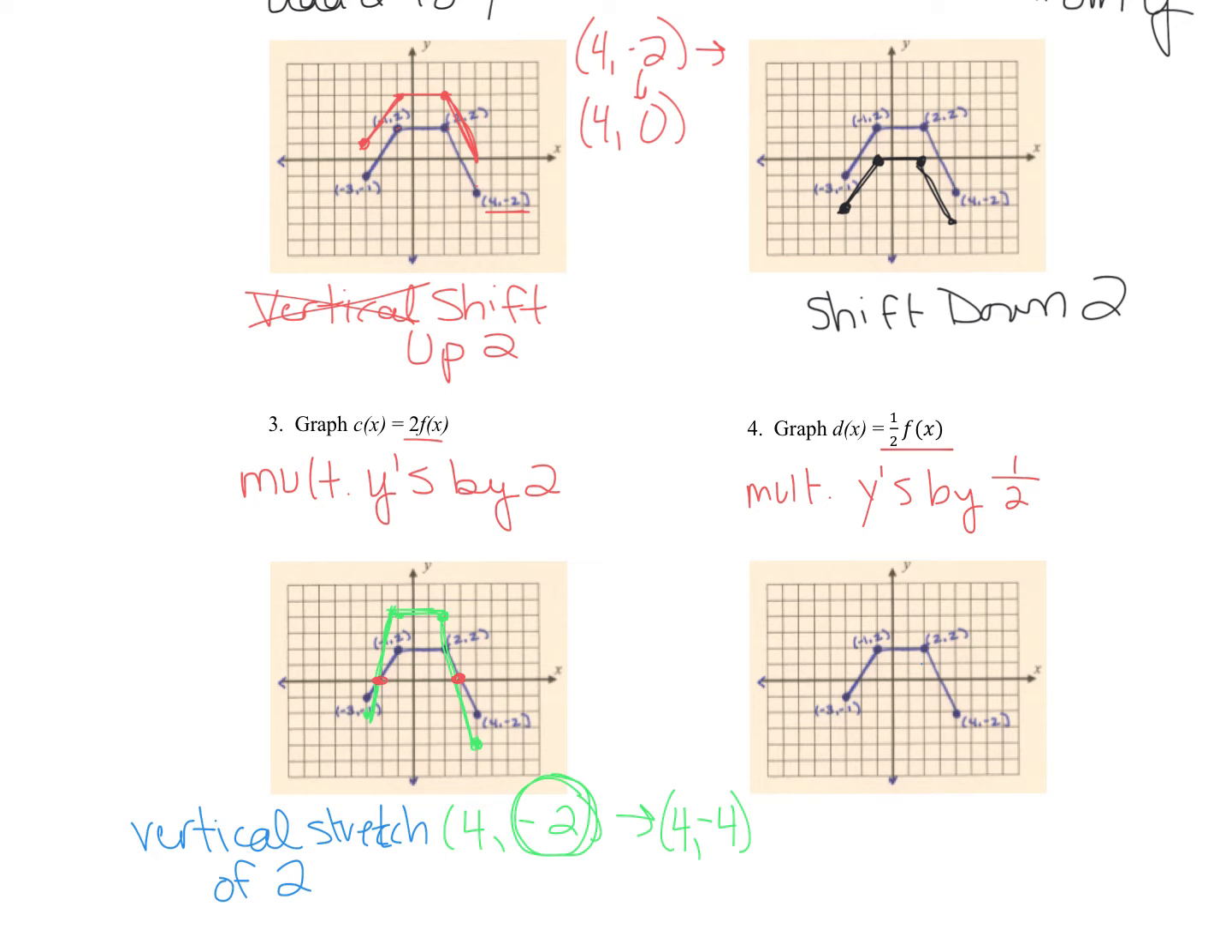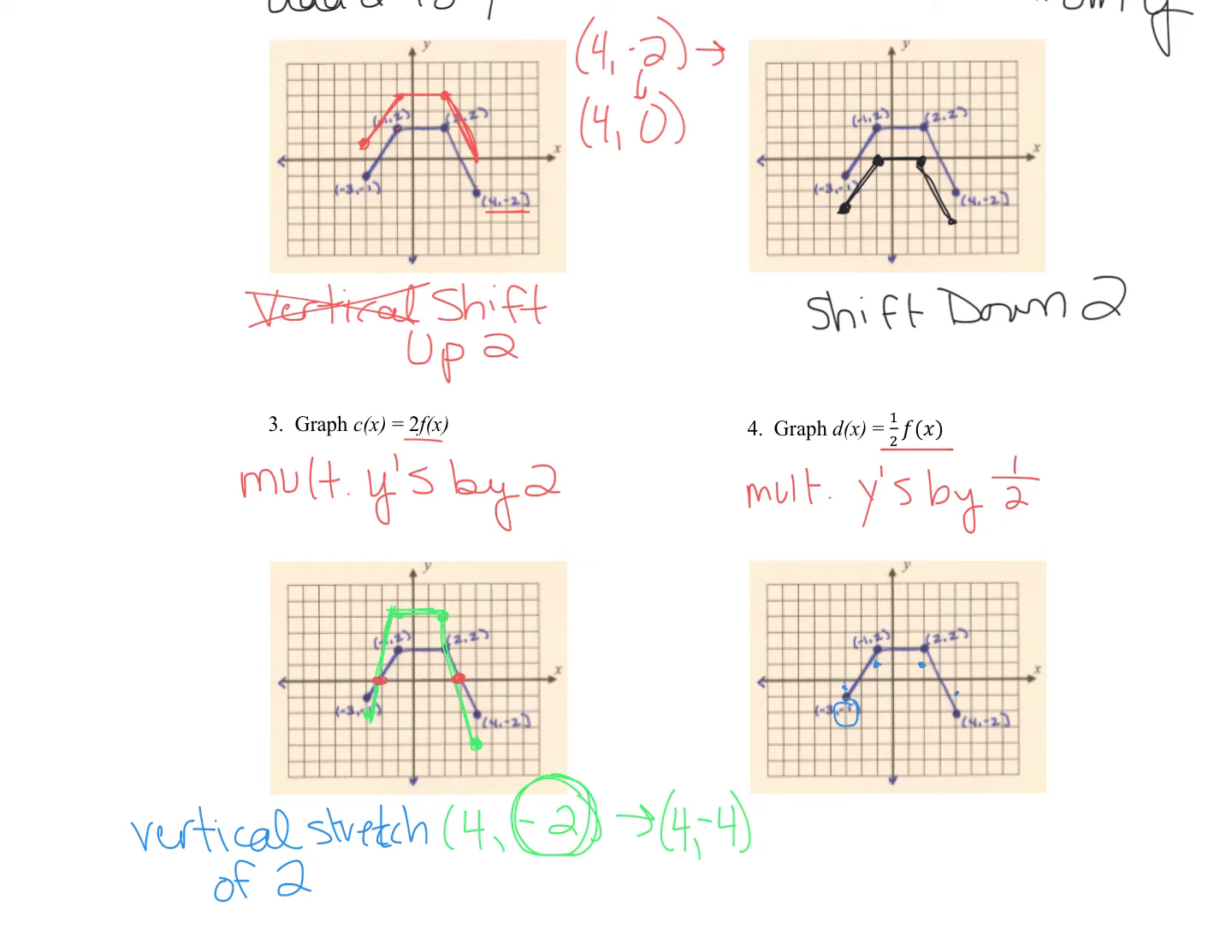So (2, 2) is going to go to (2, 1). (Negative 1, 2) is going to go to (negative 1, 1). This is a negative 2, so it's going to go to negative 1. And this one's going to have a fractional value, right? We have a negative 1 here, so that's going to go to 1/2.